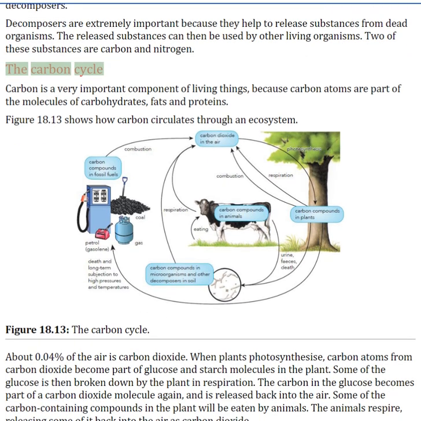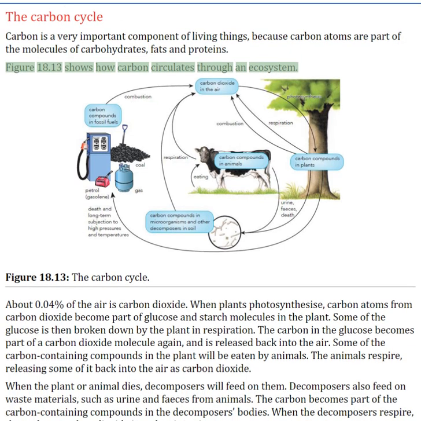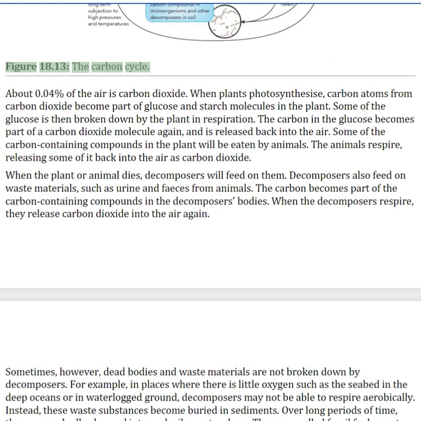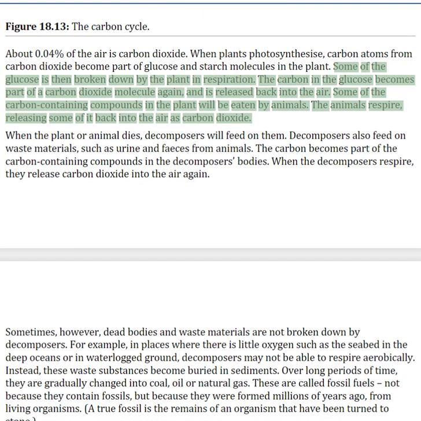The carbon cycle. Carbon is a very important component of living things because carbon atoms are part of the molecules of carbohydrates, fats and proteins. Figure 18.13 shows how carbon circulates through an ecosystem. Figure 18.13, the carbon cycle. About 0.04% of the air is carbon dioxide. When plants photosynthesize, carbon atoms from carbon dioxide become part of glucose and starch molecules in the plant. Some of the glucose is then broken down by the plant in respiration. The carbon in the glucose becomes part of a carbon dioxide molecule again and is released back into the air.